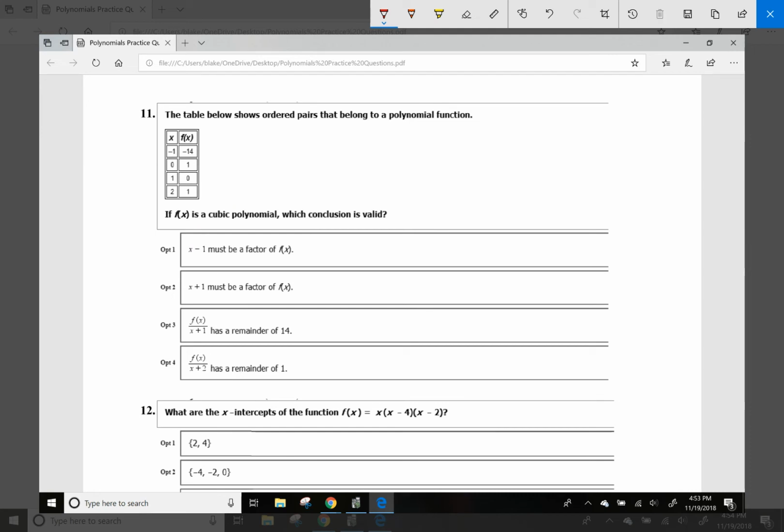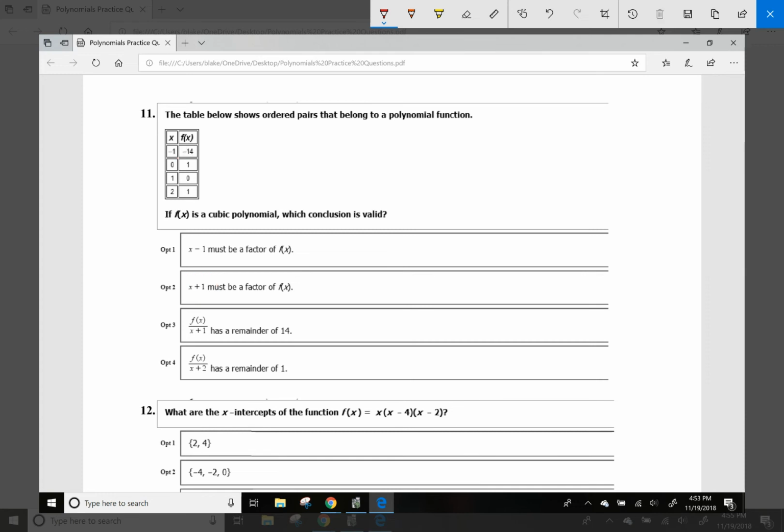So option 2, this is referring to when x equals -1. And is a factor means the remainder or y value would have to be 0. So at -1, the remainder is not 0, it's -14. So option 2 is incorrect. Option 2 wouldn't make sense here, because if it were to work, then the -14 would have to be a 0.